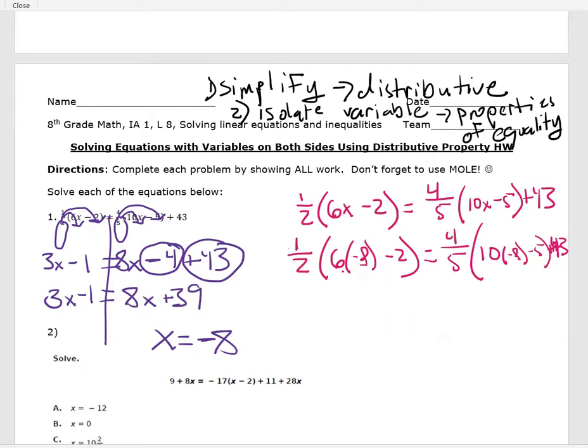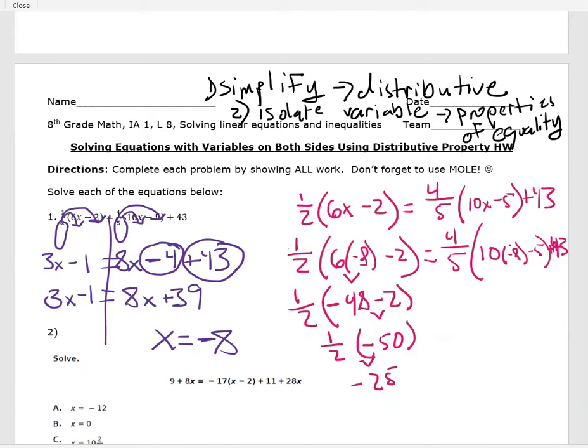Okay, so I'm going to go over here first. I can actually work out the parentheses before I distribute, because I don't have a variable inside anymore. I've replaced that. So I'm going to have my 6 times -8, which is going to give me -48 minus 2. So I have -48 minus 2 times 1/2. That gives me -50 times 1/2, which gives me -25.